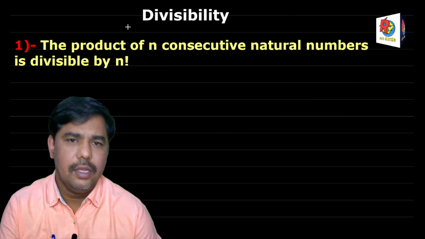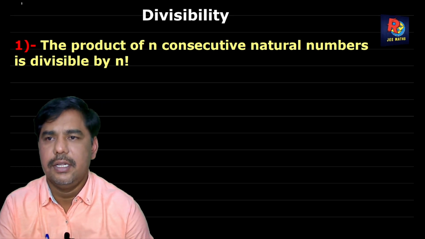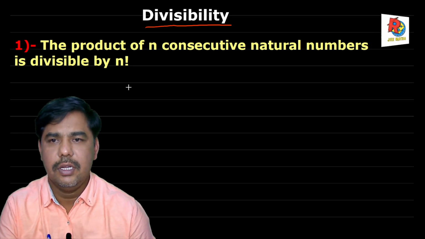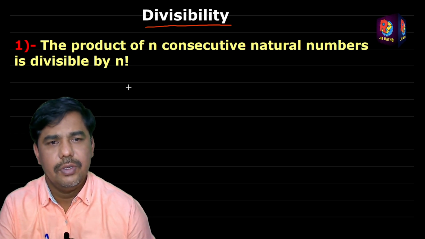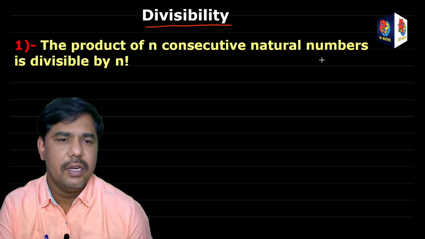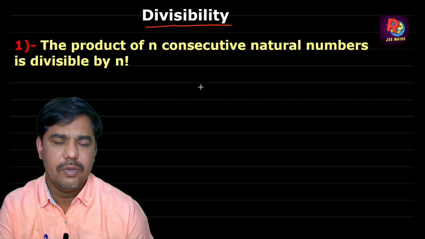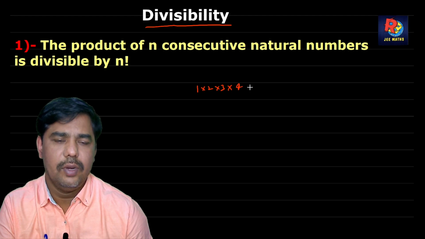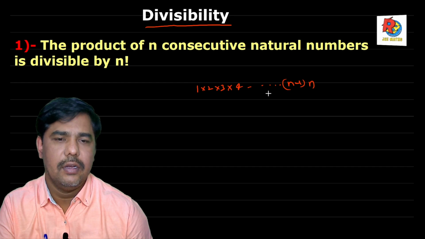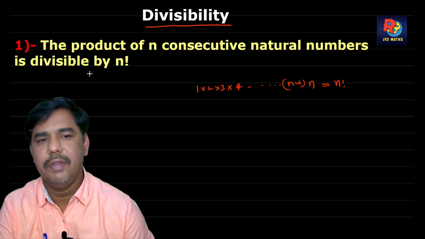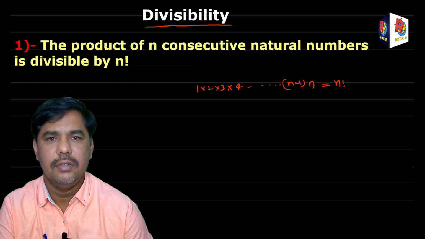Next, now we will move to the divisibility concept. Here you need to observe that the product of n consecutive natural numbers is divisible by n factorial. Obviously, the product of n consecutive natural numbers means 1 into 2 into 3 into 4 and so on, up to n minus 1 into n. This is nothing but n factorial, so obviously it will be divisible by n factorial. That one you need to remember.